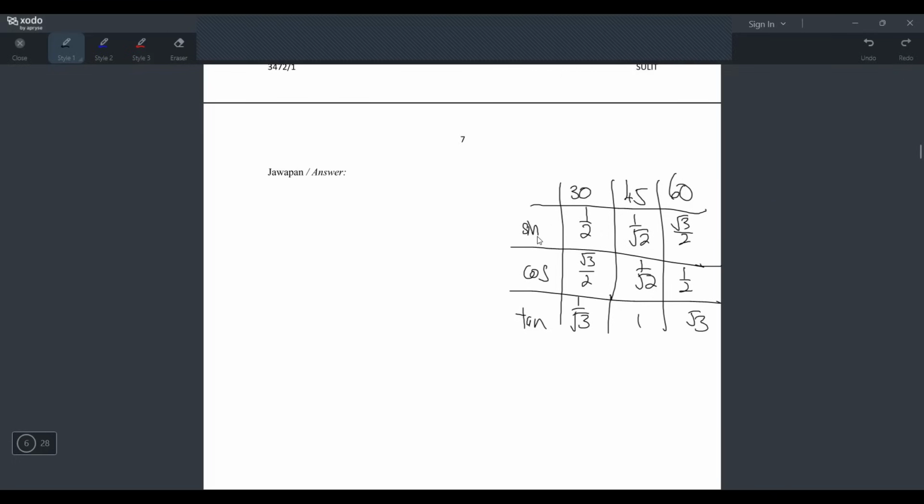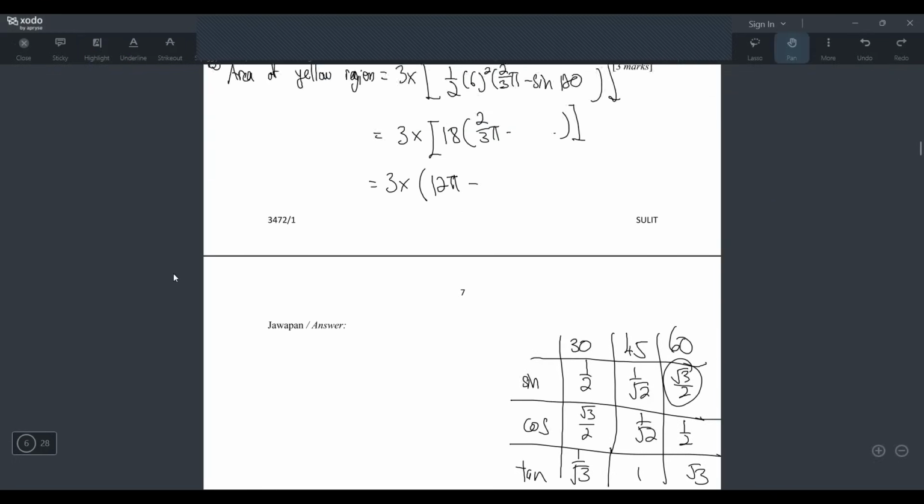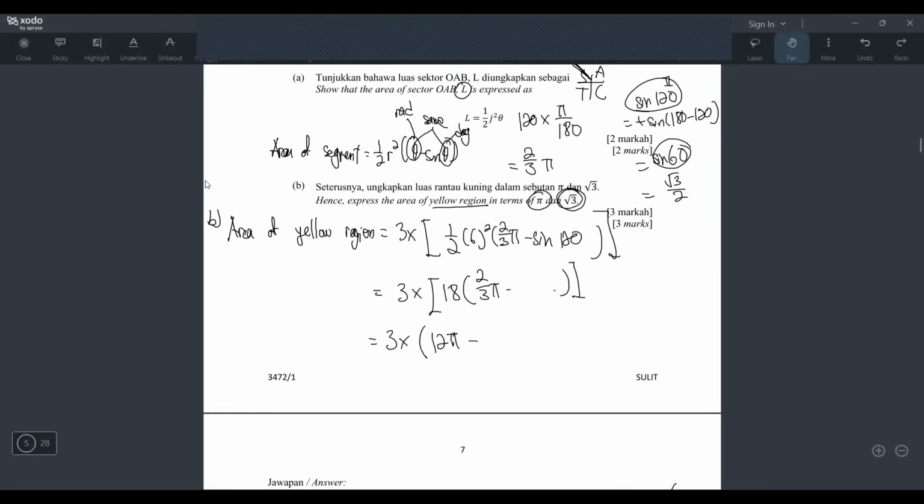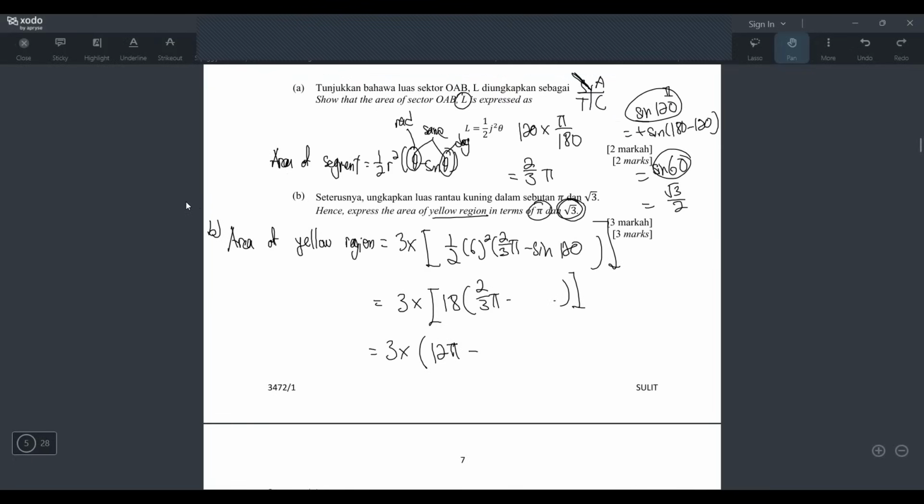So the reason why I know sine 60 is root 3 over 2 is because I already memorized this table. That's why sine 60 is root 3 over 2. But actually, if you have the white color calculator, you can just press sine 120 and it will straight away give you root 3 over 2. Let me try. So yeah, my calculator really gives me root 3 over 2, but you have to use the white color calculator.